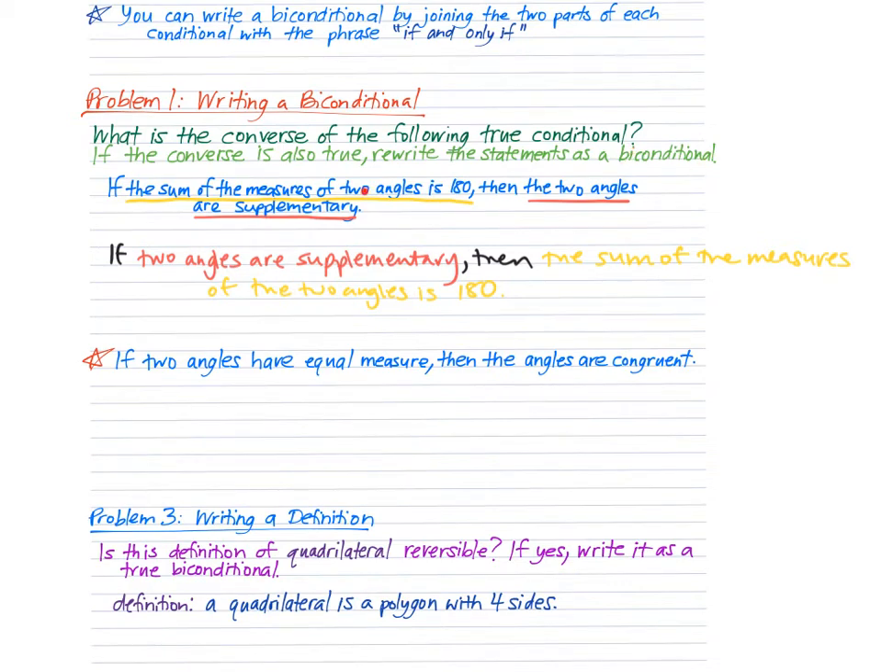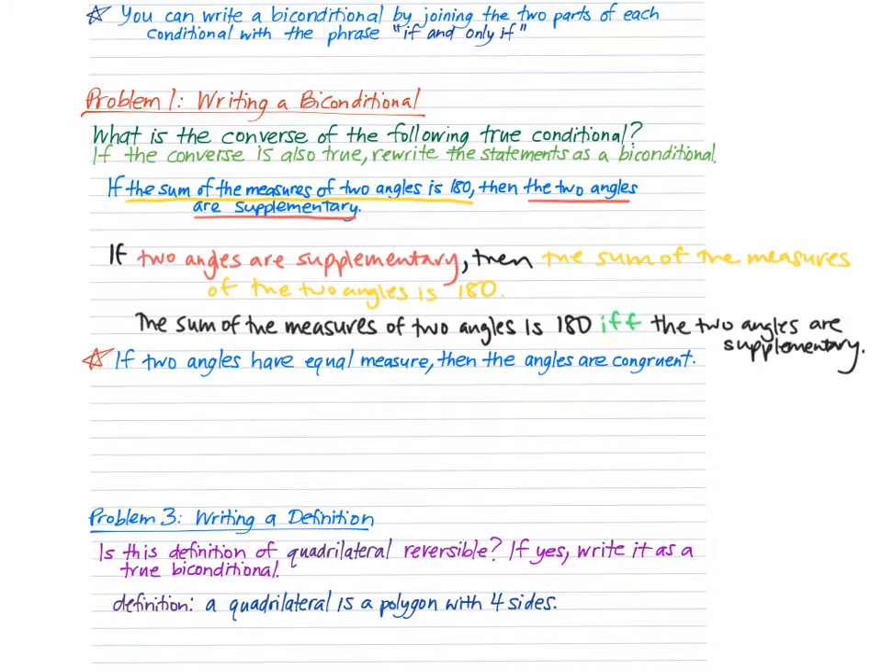It doesn't matter which one goes first. You can write the yellow one first, or the red one first, or vice versa. You don't have to write them both, just write one. Let's do this in order from yellow to red. Then you don't include the ifs and the thens. You just write, the sum of the measures of two angles is 180, and then this is where you put "if and only if," and you can abbreviate it to just IFF, if and only if the two angles are supplementary.